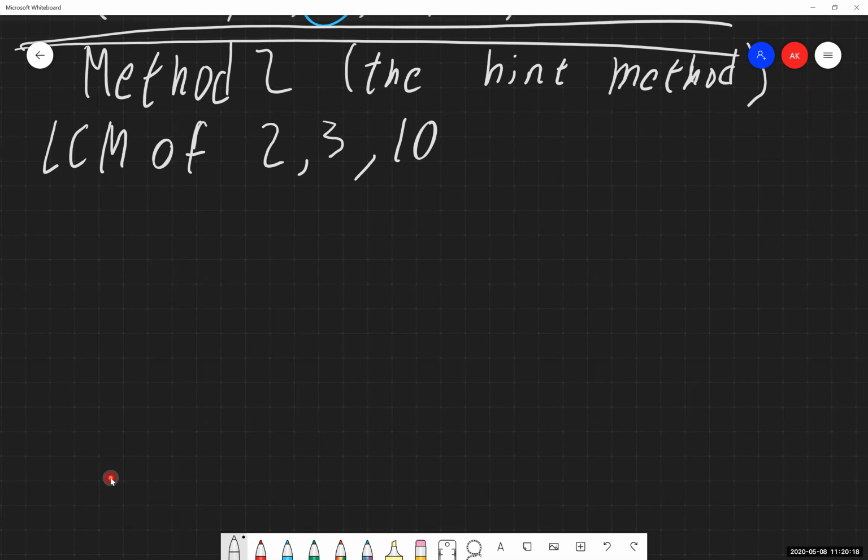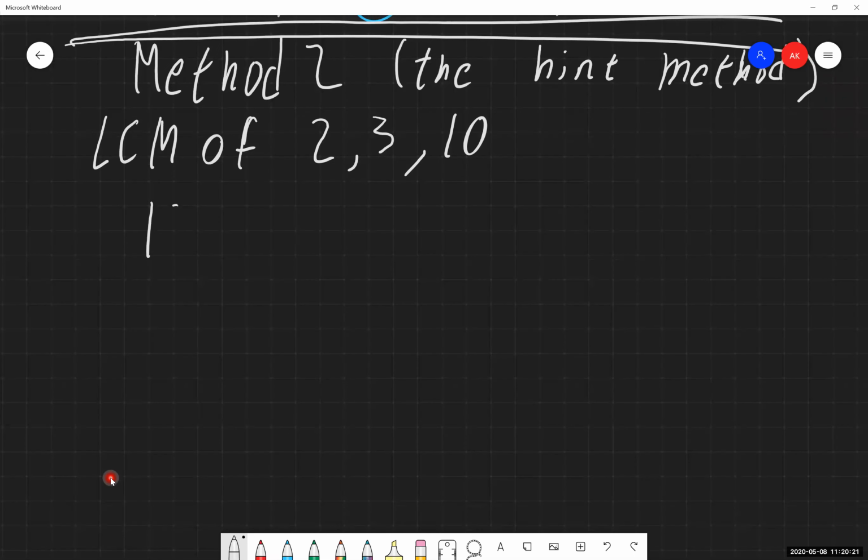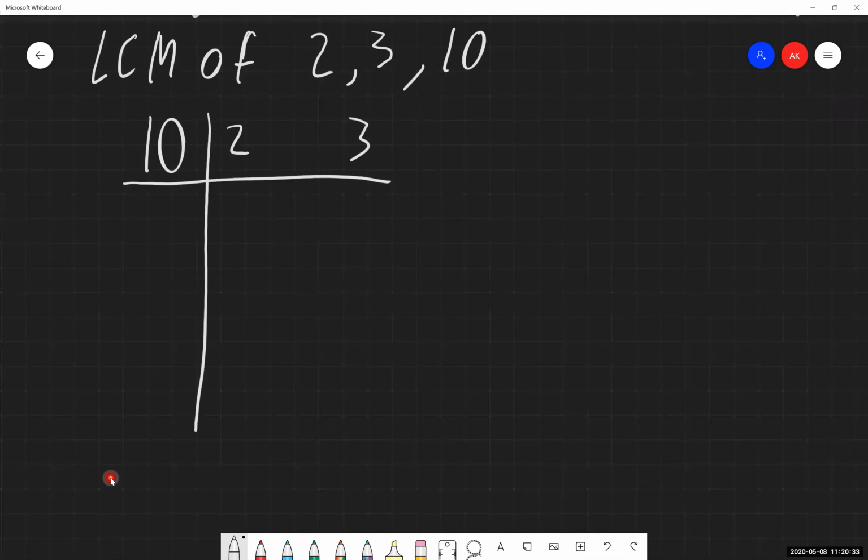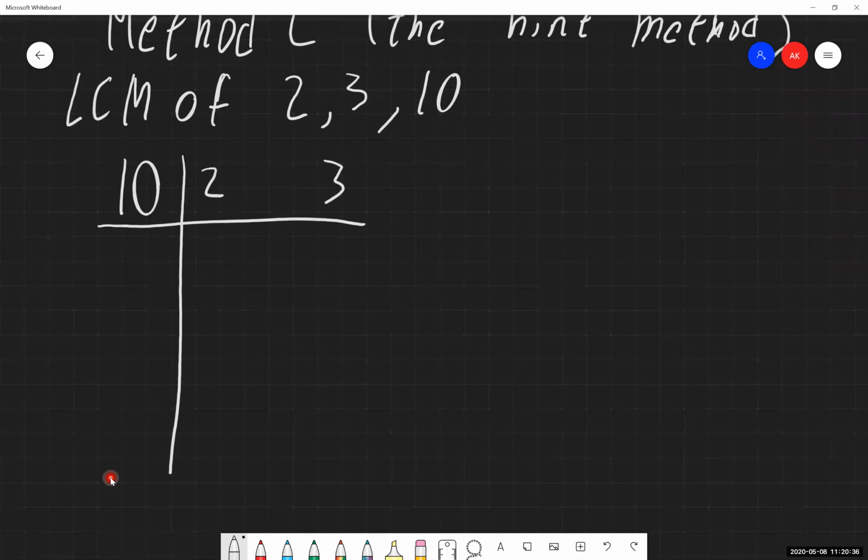What we're going to do is set up a table for ourselves. Put the largest number on the leftmost side, and then list each of the other two numbers on the right. Now we're going to list on the left column the multiples of 10, starting with 10. We ask ourselves, does 2 evenly divide into 10? Yes, so it works for 2. Does 3 evenly divide into 10? No, it doesn't, so I can't use it. Move on to the next one.